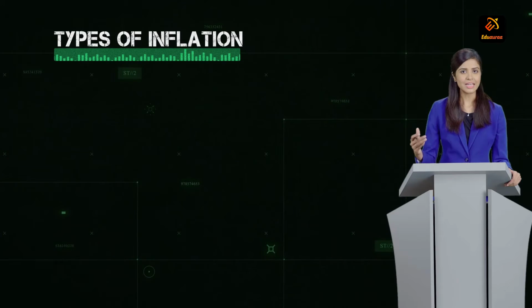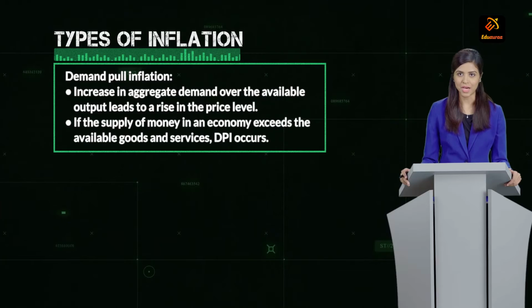Now let us start discussing what exactly is demand pull inflation. An increase in the aggregate demand over the available output leads to a rise in the price level. Such inflation is called the demand pull inflation. But why exactly does the aggregate demand rise?